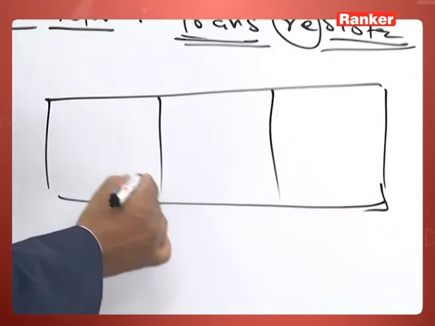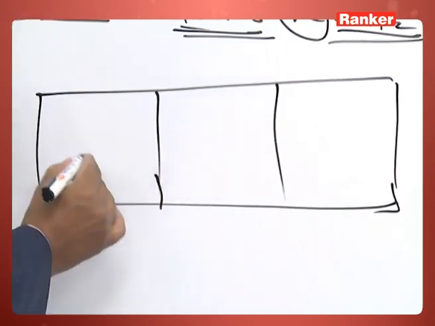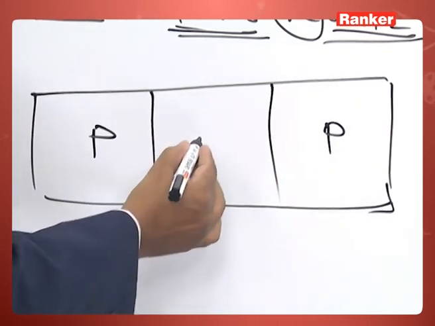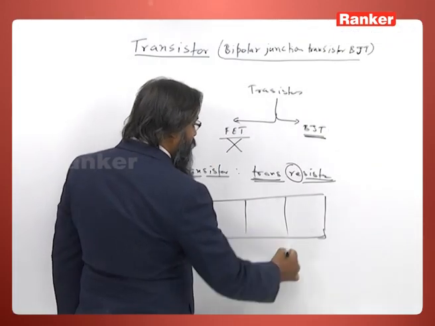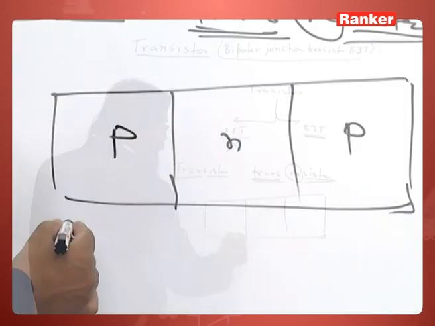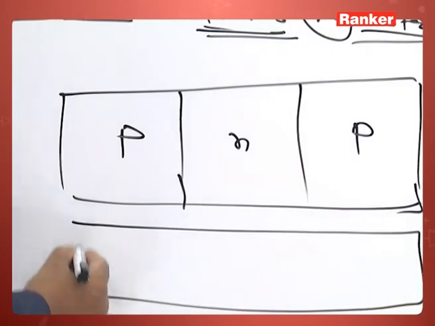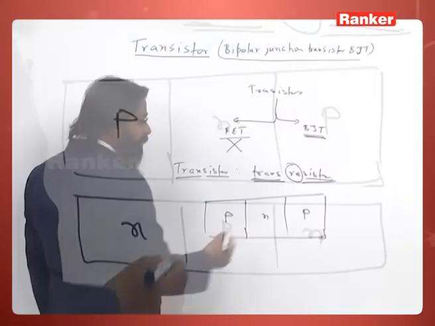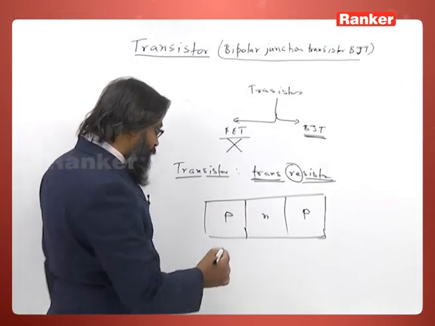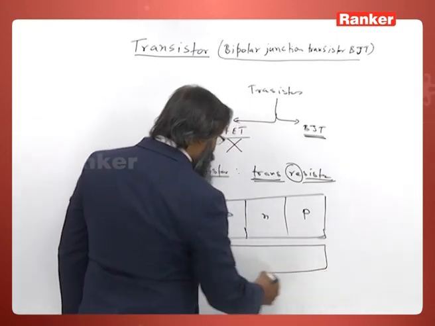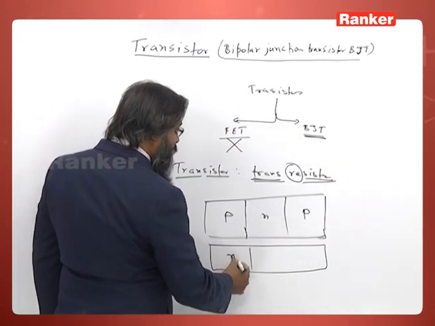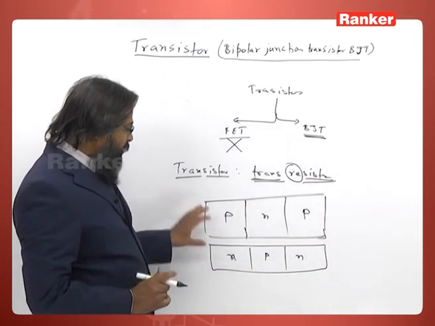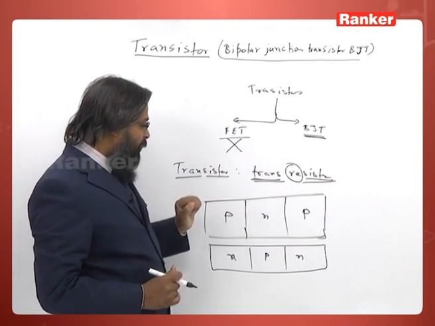In a transistor there are three terminals. A transistor has three sections, in which there are two types of semiconductor: P type, and in the middle section N type. There is also another type of transistor possible in which this is N, this is P and this is N. This is a block representation of a transistor.